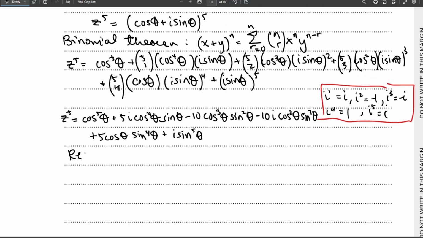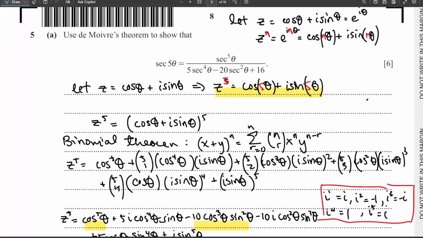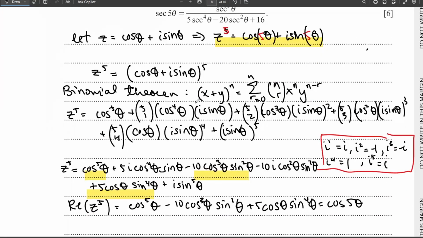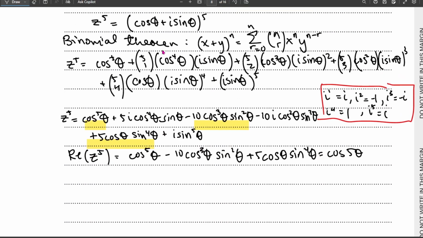So, the real part of z power 5. I'm just going to ignore all the imaginary parts, and I have cosine power 5, highlight for you, cosine power 5, 10 cosine 3 sine squared, and 5 cosine sine 4. So these are the only three terms that are real. I'm going to copy it down first. And what this equates to is the cosine 5 theta, right? Cosine 5 theta from our De Moivre's theorem. Okay, so up to here.